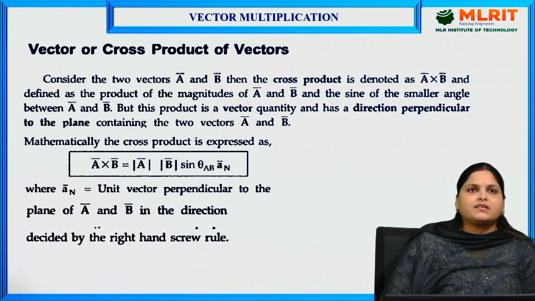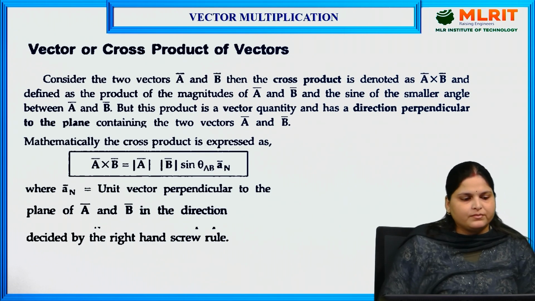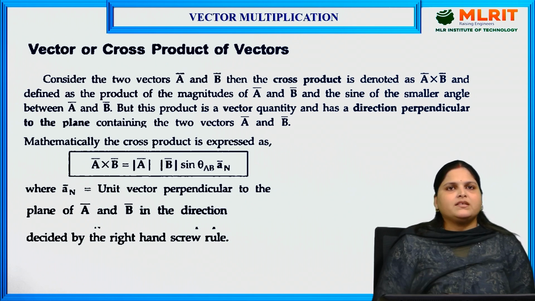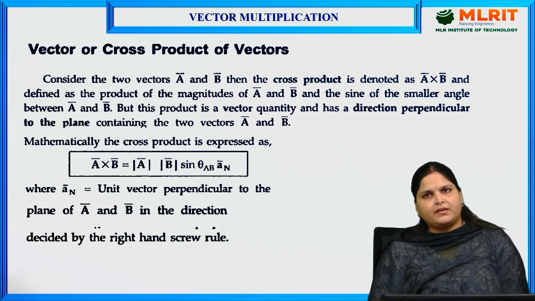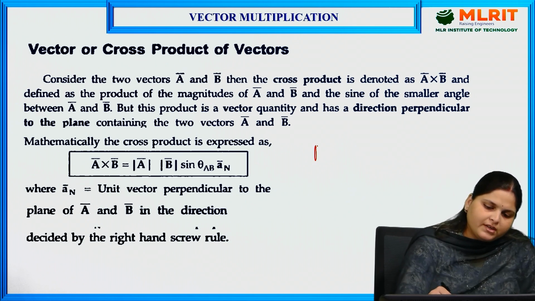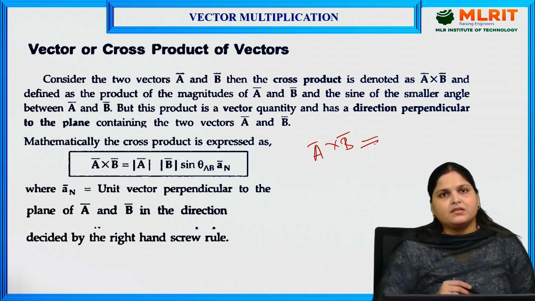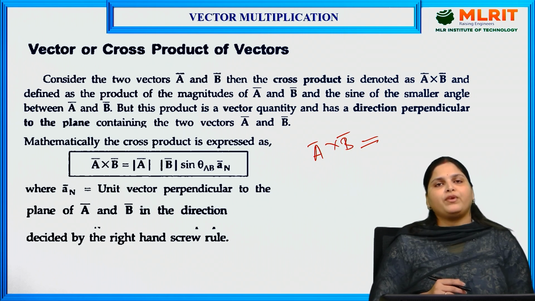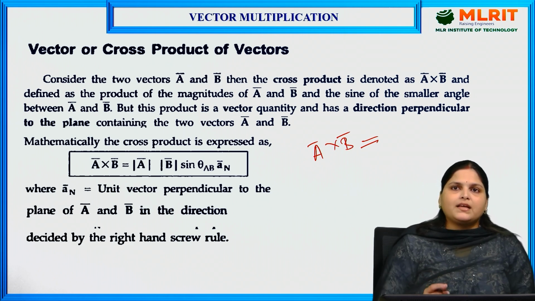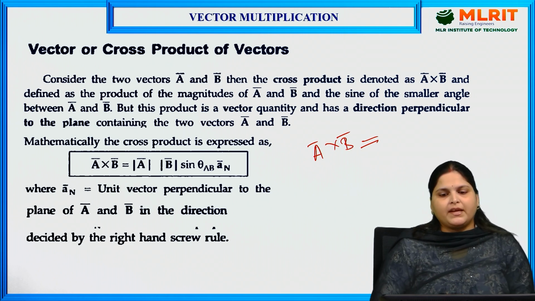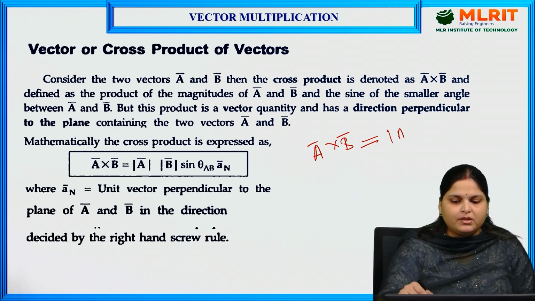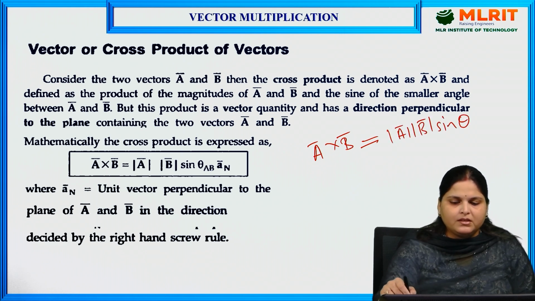Now let's discuss the cross product. Let us consider we have two vectors, A and B. Their cross product can be written as A cross B, and this can be written as the product of the magnitudes of A and B and the sine of the smaller angle between A and B. That is how we can write it mathematically, sine theta an.